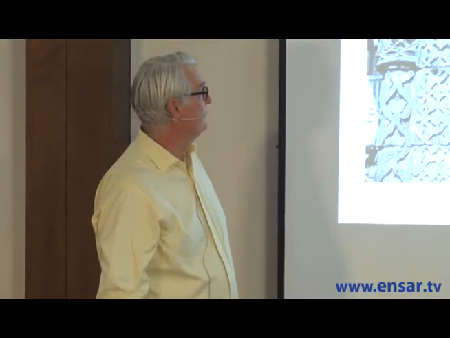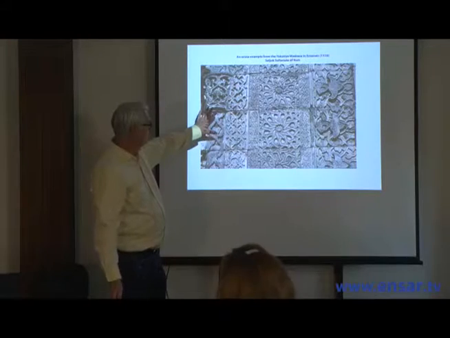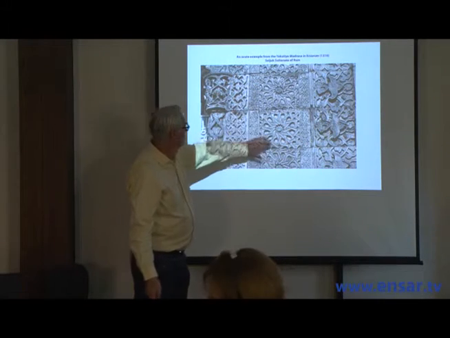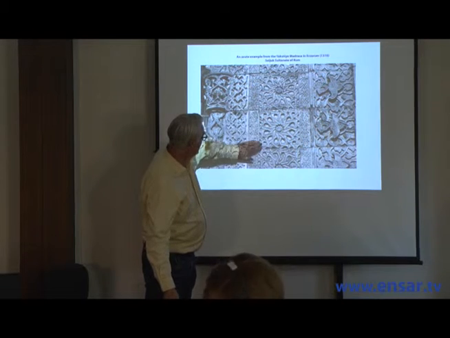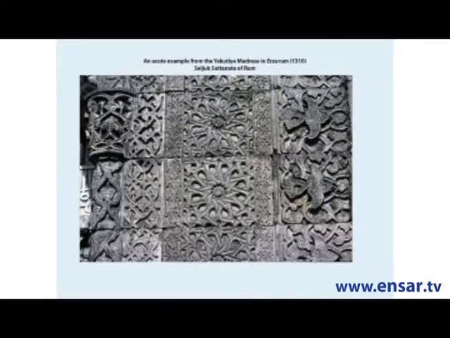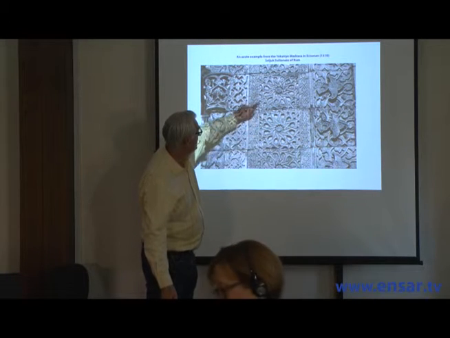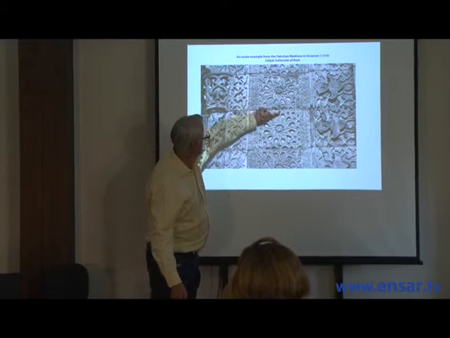So here's another example, a Seljuk example from here in Turkey. The 12-pointed stars, 8-pointed stars, 8-pointed stars. Because it's done as a border, the 8-pointed stars are disguised. You don't see them so readily, but they're there. Here's the double dart.